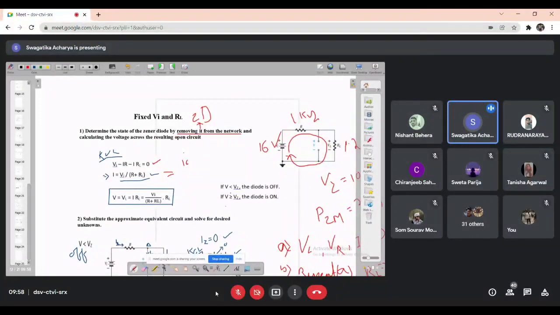Now this is known to you. Vi is 16 volt divided by R equals 1 kilo ohm plus 3 kilo ohm, sorry, 3 kilo ohm, correct. So now this is step number 2. We are getting 3 kilo ohm, right? So 1 plus 3 kilo ohm, 16 divided by 4 kilo ohm. So that will be 4 milliampere.